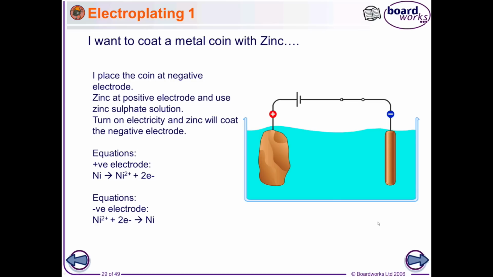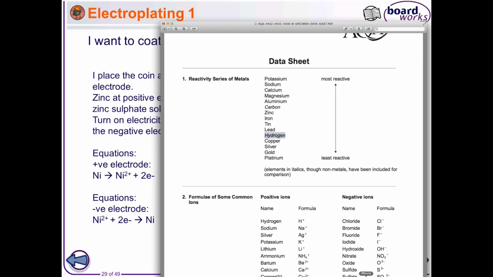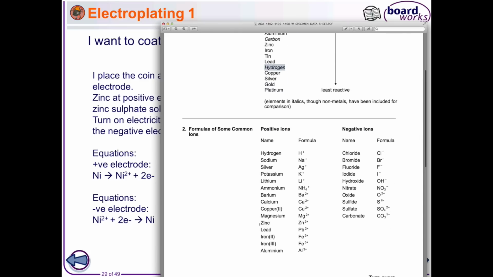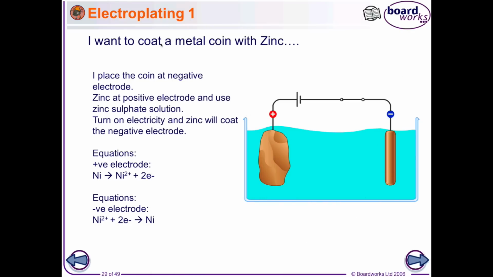Now, just to confirm how we know that, if I go back to the data sheet, I can see further down the bottom of the data sheet that the zinc is there, and zinc, as you can see, is a 2+ ion. So I can immediately see that it's going to be attracted to the negative electrode like any metal would be. So I turn on the electricity and the zinc will coat the negative electrode. And if I take that coin out, then it'll be coated in zinc and it will change appearance.